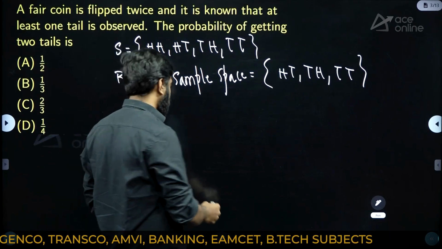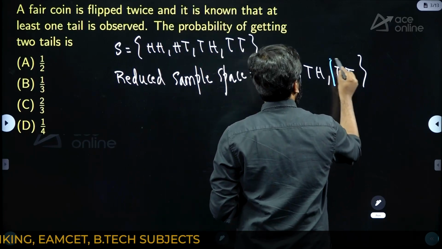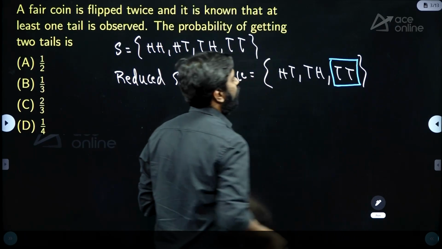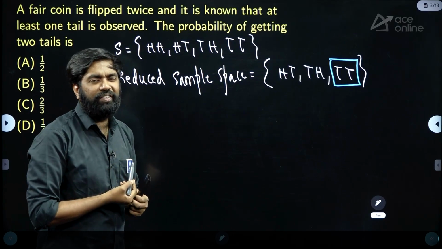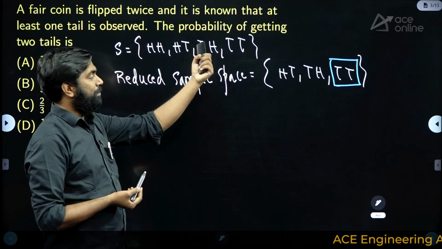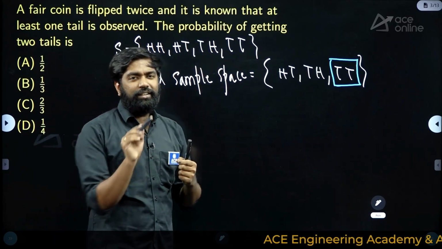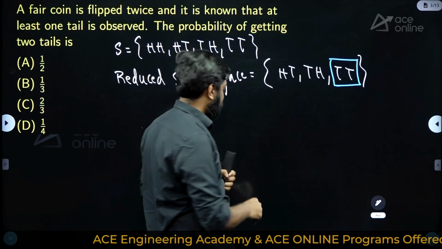Now what's the favorable point? Let's highlight our favorable point. This is the favorable point among the three. So what could be the probability of this? It is obviously the number of favorable points by the total number of points in this set. Don't look at the sample space because it's already given that at least one tail is observed. So now this is your reduced sample space.